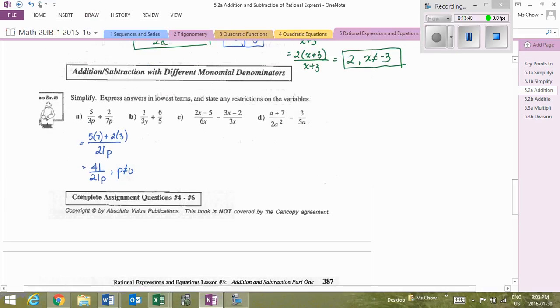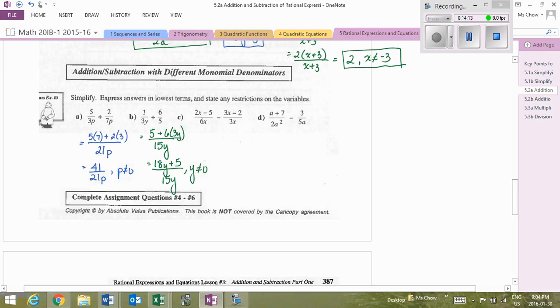Looking at the next one, the smallest denominator we could have would be 15y. So what do we need to multiply 3y by? Of course 5 to get 15y. So then that's 1 times 5, which is just 5. And then the 6 needs to be multiplied by 3y. So we just have then 18y plus 5 all over 15y, with the restriction y cannot equal 0.